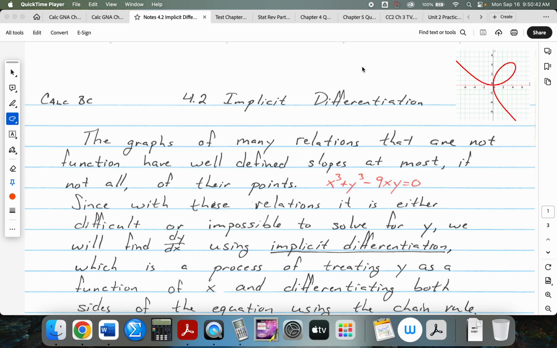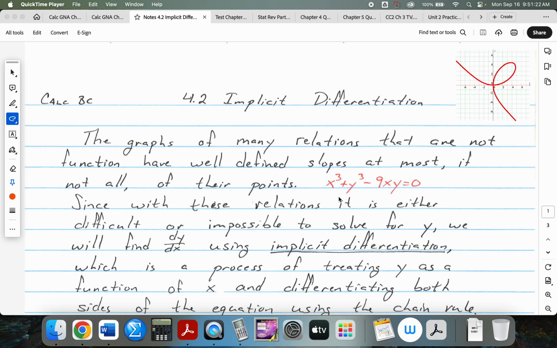Today we'll do implicit differentiation. There are an awful lot of graphs that we just don't really work with very much because they're hard to categorize. Specific relations that are not conic sections like circles and ellipses and hyperbolas, but you get all kinds of, frankly, very interesting looking graphs when you don't have to have a single function defining them. So the graphs of a lot of relations are not functions, but they still have well defined slopes most of the places.